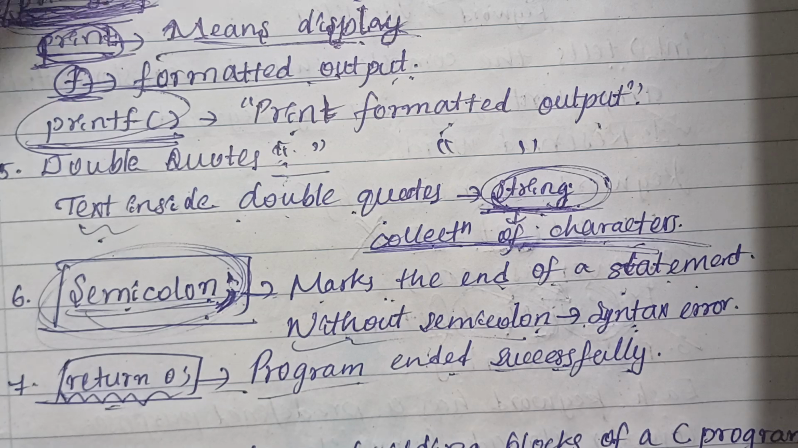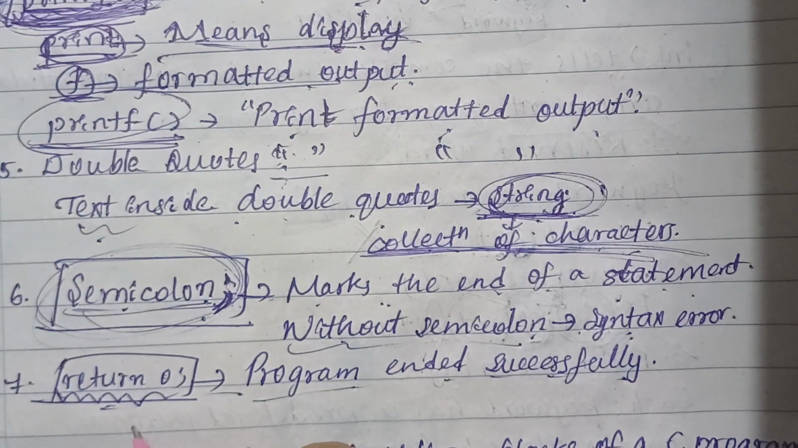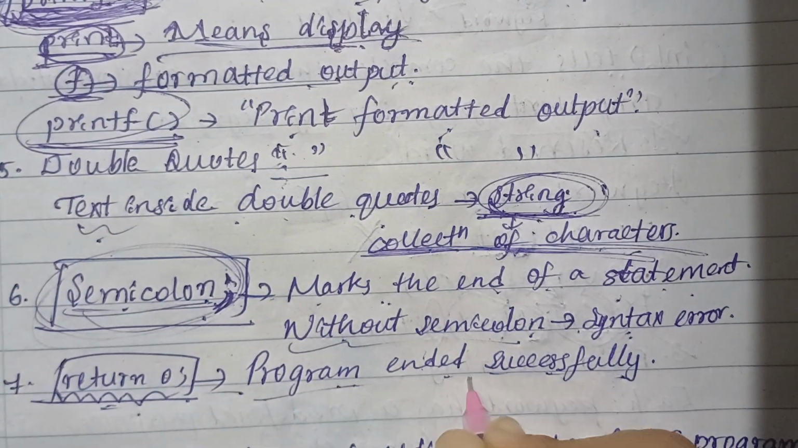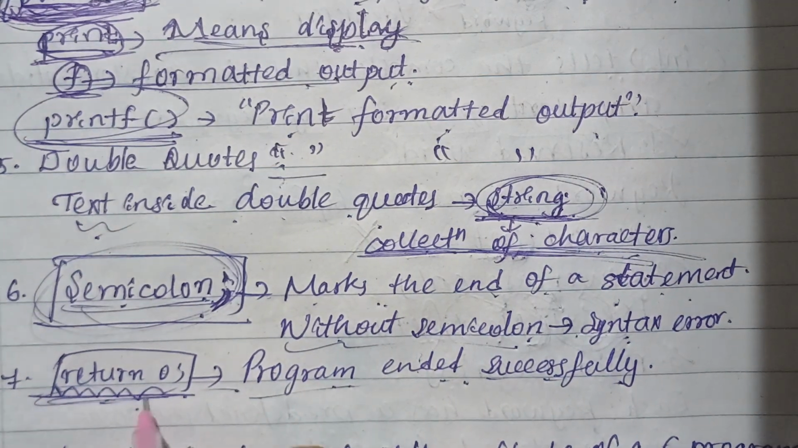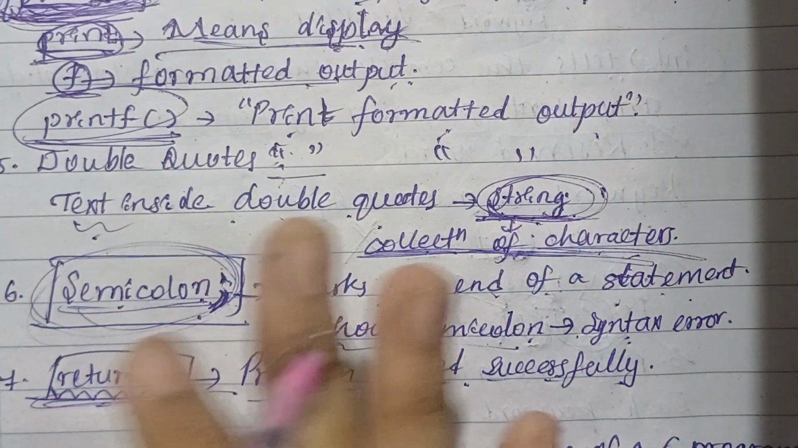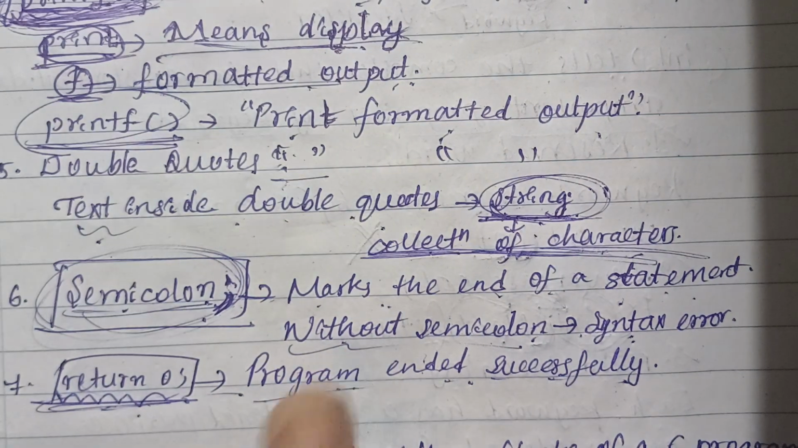And the last line of the code is nothing but return 0. What does this return 0 actually indicate? This return 0 tells that our program has ended successfully. After this return 0, whatever you write will not get executed, because this return 0 is the ending point. It tells that our program is successfully completed.